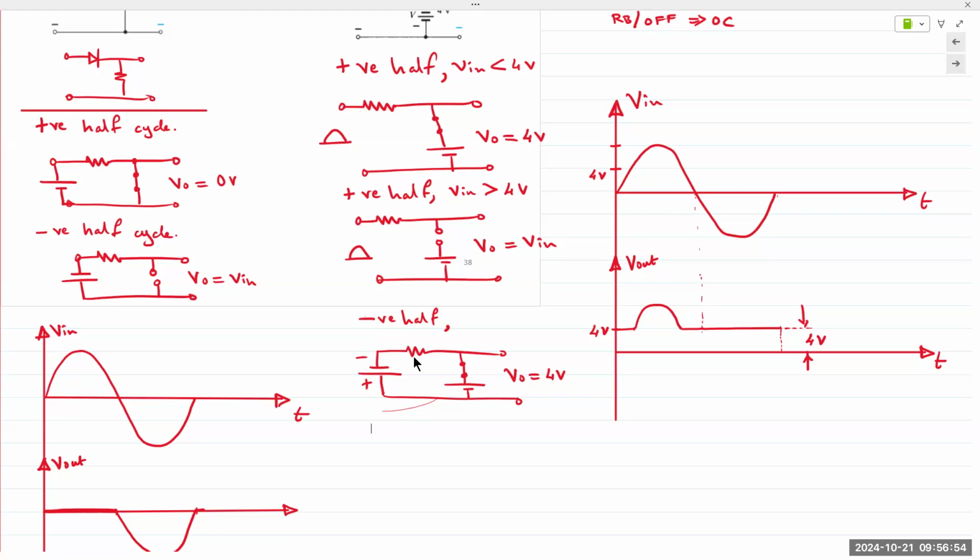So a very good point. Did everybody understand the question? Okay, that was the answer. All right, so I've got 4 minutes left. I want to finish up clamper circuits.